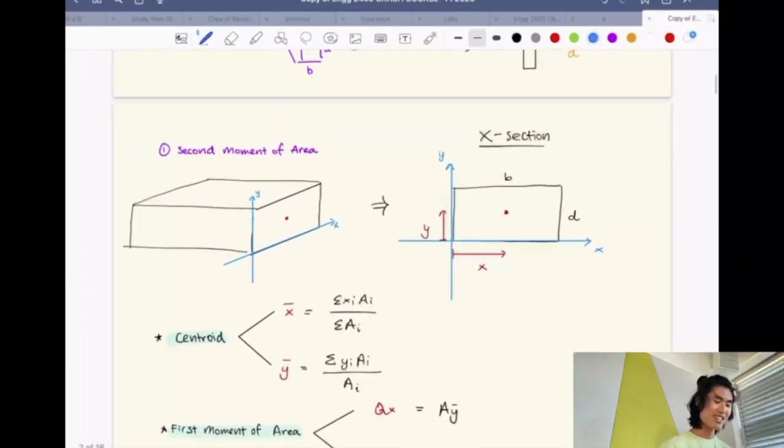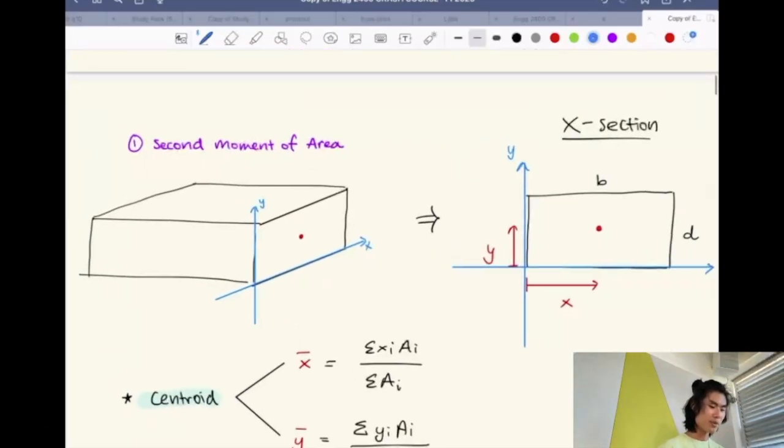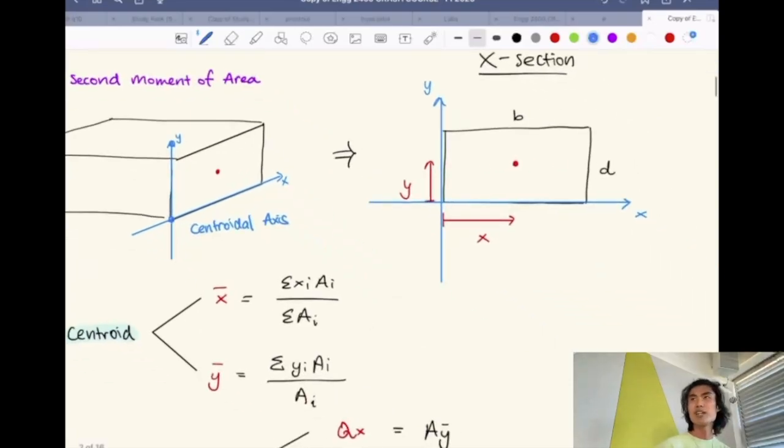Second moment of area has a lot of formulas that you need to remember and then apply. When you're looking at a prismatic beam, or any beam to be exact, this axis here is called the centroidal axis. And do you guys want to have a guess at what a centroid is?